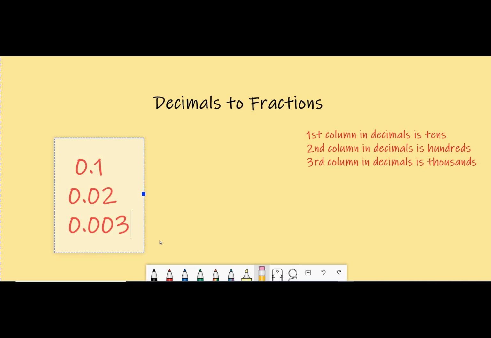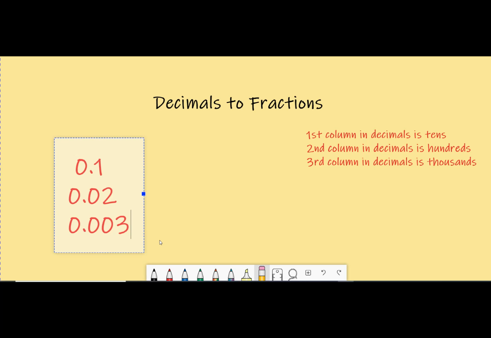The first thing you have to learn is that each column after the decimal place, the first column is tens, the second column is hundreds, and the third column is thousands, and so on. So the more you go to the right after the decimal place, you add an extra naught. So it's tens, then hundreds, then thousands.